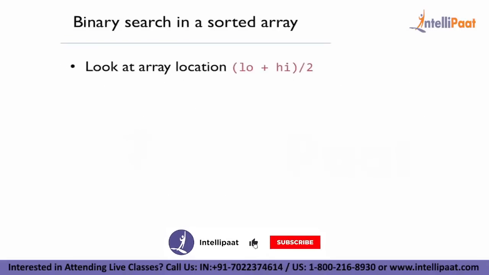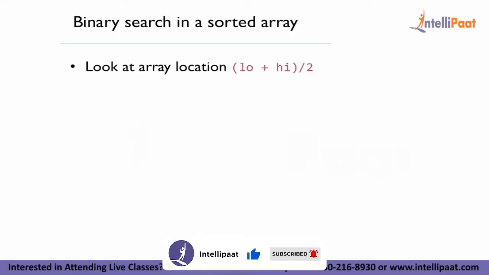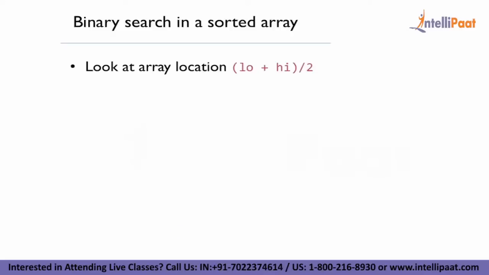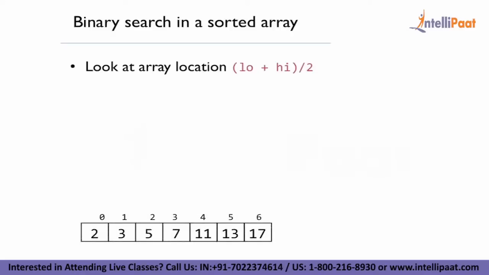So, binary search in a sorted array. Let's assume we have an array, say this. Now look at the locations of this array: low is the lowest index, high is the highest index. So the lowest index is 0, the highest index is 6. So (0 + 6) / 2 equals 3. If we calculate this, we will get 3.